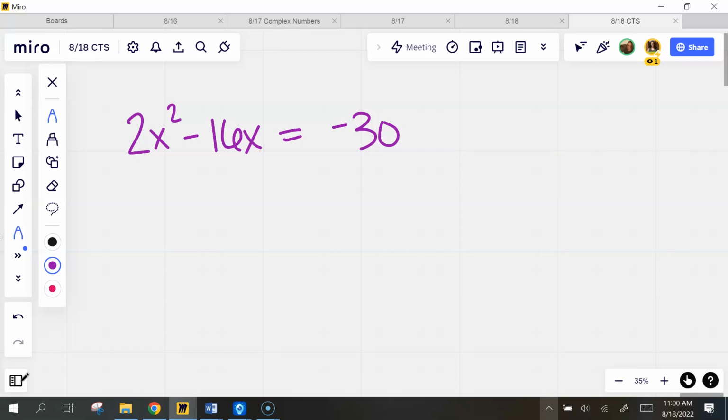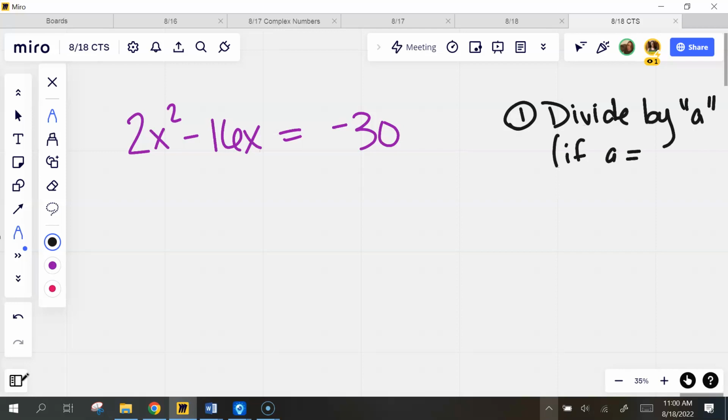My directions say to solve by completing the square. My very first thing that I'm going to do, and I'm going to tell you to do this every single time because it's going to make your life a lot easier, is to always, always divide by A if A is not 1. In other words, I don't want a leading coefficient whenever I go to solve it.